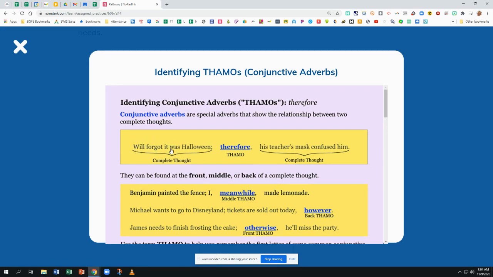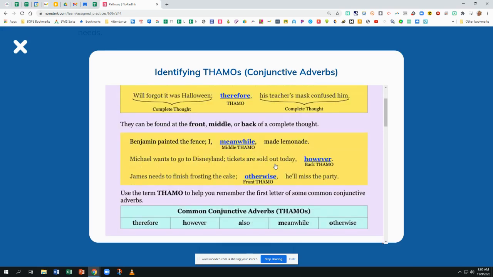Will forgot it was Halloween. Therefore, his teacher's mask confused him. Therefore is the conjunctive adverb. It is the transition that connects these two complete thoughts. Will forgot it was Halloween is a complete thought. His teacher's mask confused him is a complete thought. This word therefore in between is what connects those two complete thoughts.